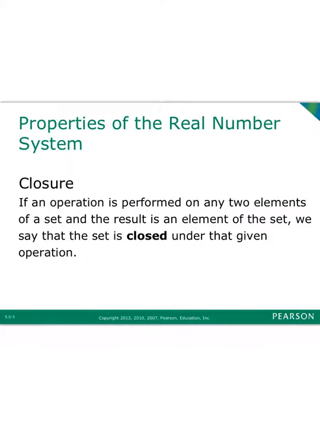So one of the properties of the real number system is called closure. If an operation is performed on any two elements of a set and the result is an element of the set, we see that the set is closed under that given operation. Although we haven't talked about sets yet, we can see that if we add two real numbers, we're going to get a real number. That is the idea of closure.